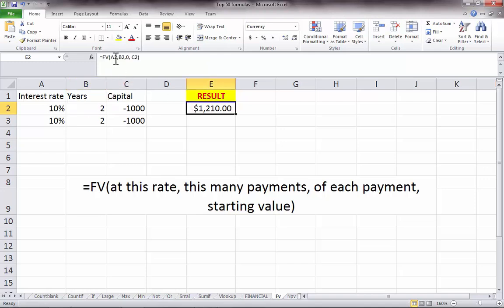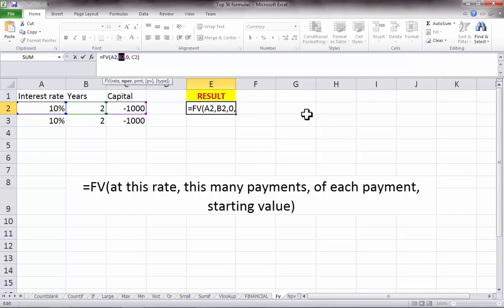What we're specifying over here is first the rate, that's 10%. Next is B2, how many payments or what's the duration. We're saying here it is 2 years, which is why we're passing 2 over here. Next one is each payment, and we're not depositing each year, so that's 0. And your starting capital, which is $1,000.